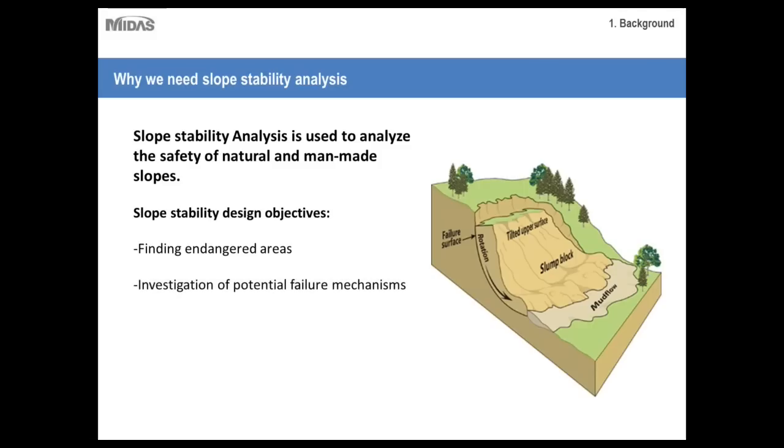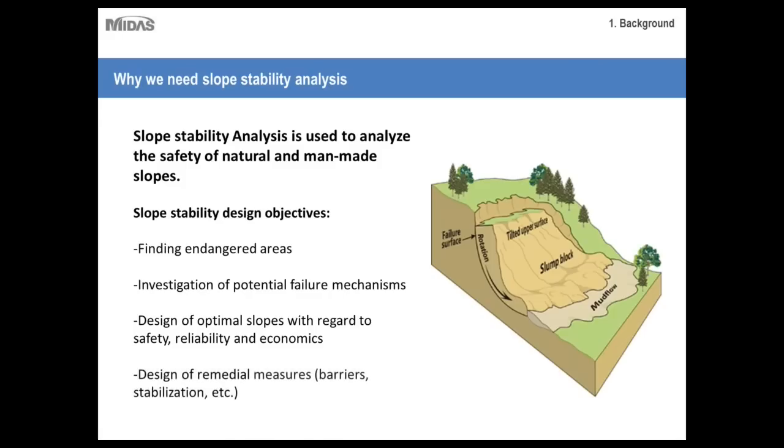The investigation of potential failure mechanisms. We would like to predict accurately how the slope would fail and what would cause it to fail. The design of optimal slopes with regard to safety, reliability, and economics. With man-made slopes, we want to design slopes to be safe, reliable, and also cost-effective. And the design of remedial measures such as barriers and stabilization. Sometimes when slopes aren't stable enough on their own, engineers will design specific structural supports that will keep that slope stable under certain conditions.